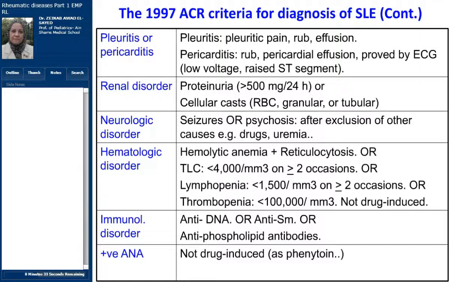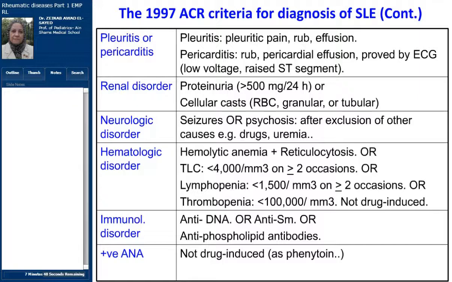So we have hemolytic anemia with reticulocytosis, or the patient might have a total leukocytic count less than 4,000, demonstrated on 2 or more occasions. The patient might have lymphopenia less than 1,500 per millimeter cubed on 2 or more occasions again, or there is thrombocytopenia less than 100,000 per millimeter cubed, and we must prove that this is not drug induced. Any of these 4 hematologic disorders or all of them are considered 1 point. So when the patient has hemolytic anemia, lymphopenia, and thrombocytopenia, he or she is considered to have 1 of the 11 manifestations.